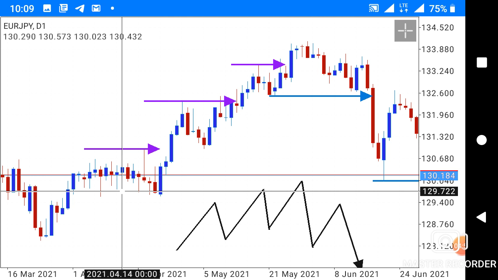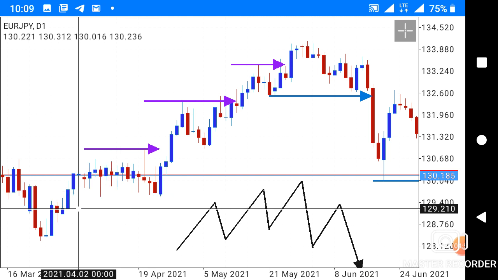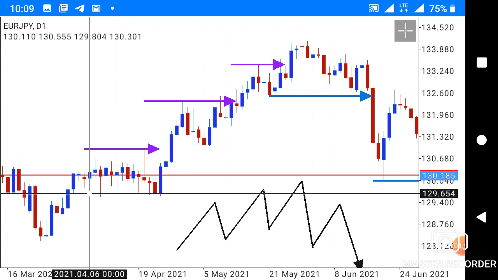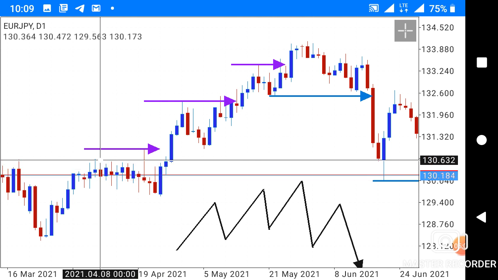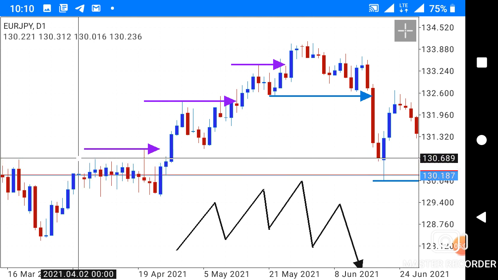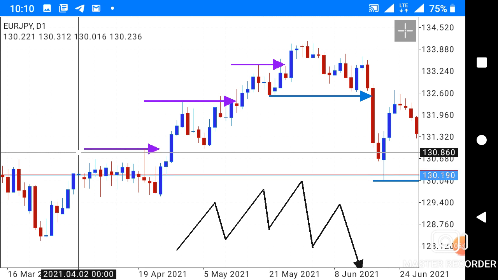Now, let's go to the chart. The structure I have just shown you can be found on any time frame. It can be found on any asset class. So, now, look at this chart.